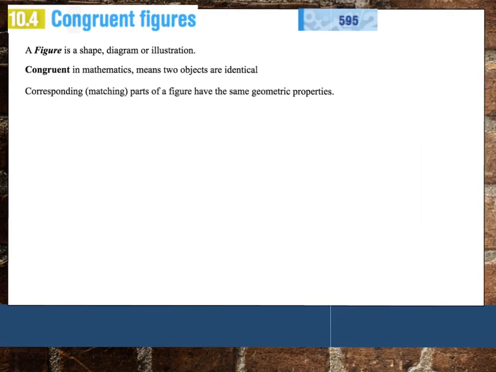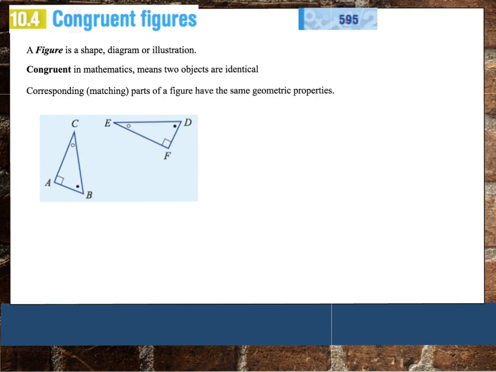Now, if I have two congruent figures, the corresponding parts of a figure have the same geometric properties. Remember, corresponding means matching, so the sides or the angles that match. Let's have a look at some examples.